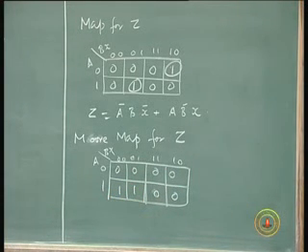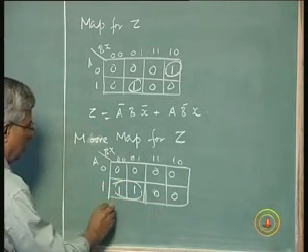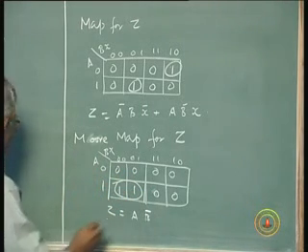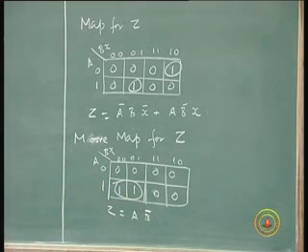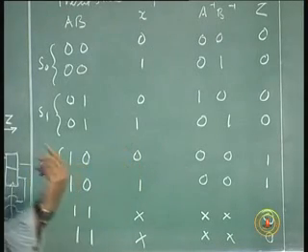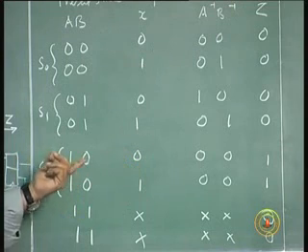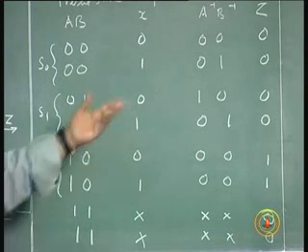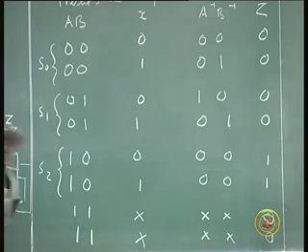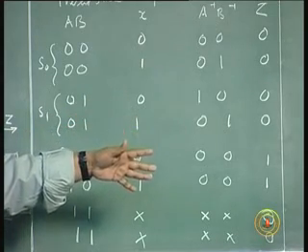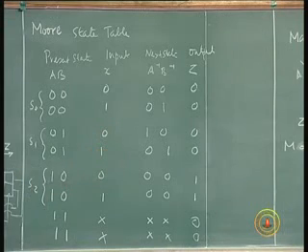Which is AB bar. We know it is AB bar because when the circuit is in S2, the output is 1. What is the state S2? S2 is A equal to 1, B equal to 0, that is AB bar. You can directly write it also from the graph. Sometimes that may not be possible because there may be more than one condition under which it can happen, and there will be more than one output.